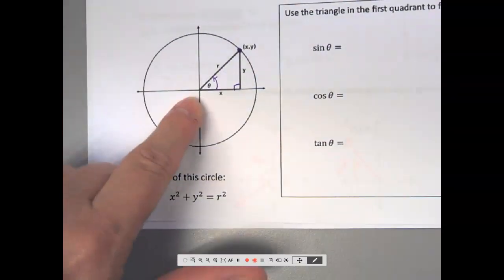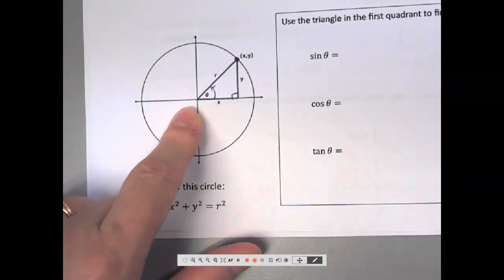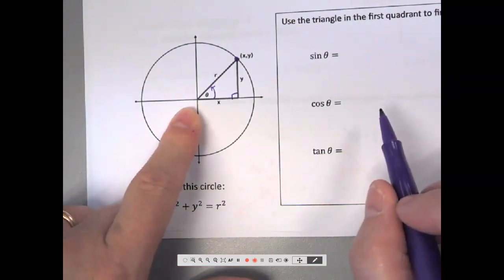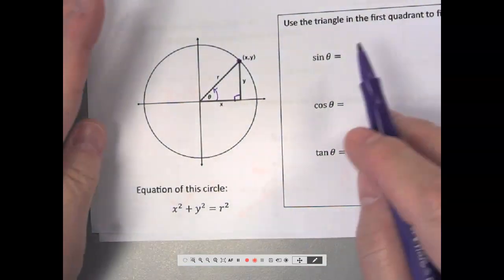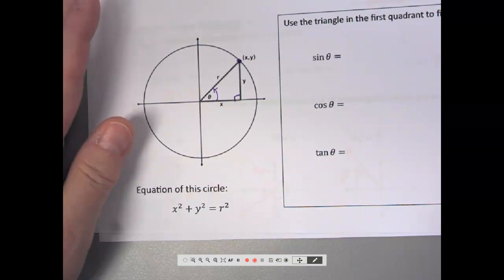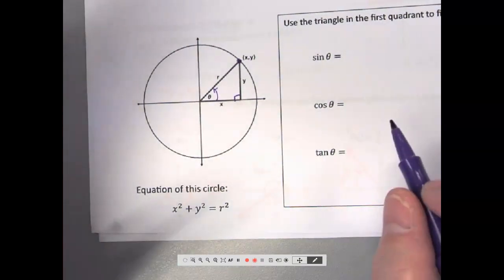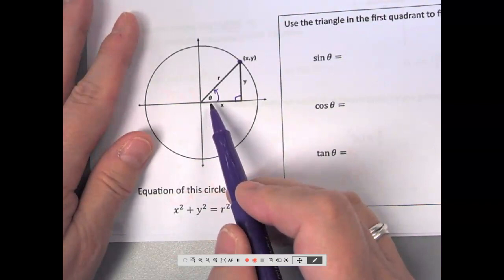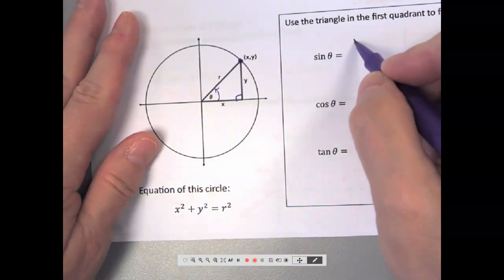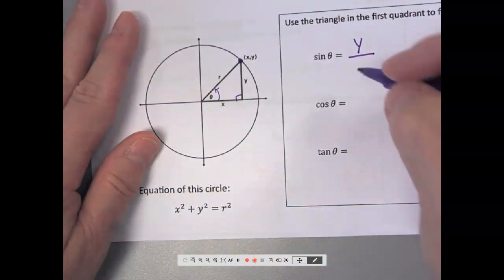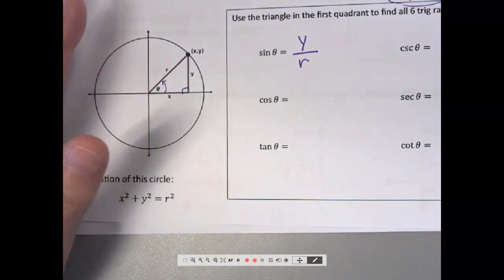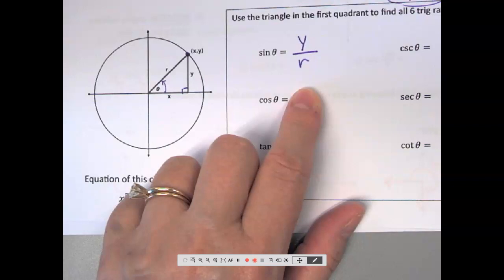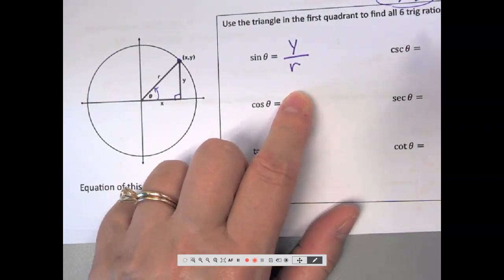Okay, so we're going to use this triangle here and set up all 6 trig ratios of theta. Now I don't have numbers, I just have variables here. What is sine? Opposite over hypotenuse. What is opposite theta? What is the hypotenuse? R. Okay, well let's go ahead and do its reciprocal. If sine is y over r, what is cosecant? R over y.